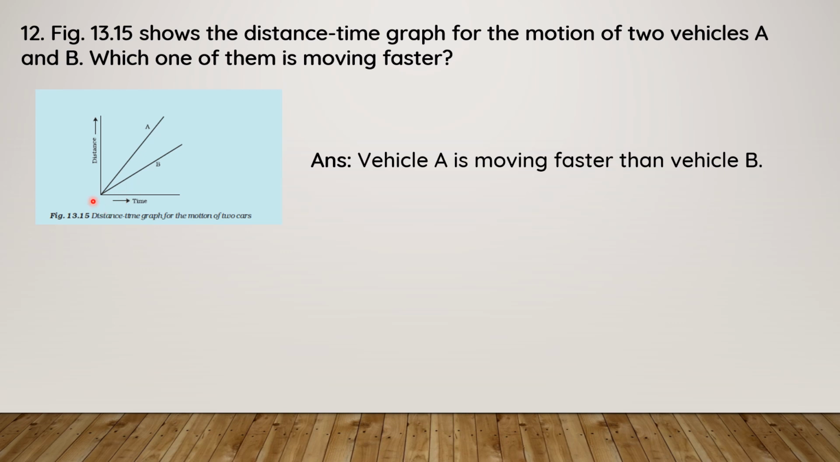See, here vehicle A takes very little time. When we take the time axis from here to here, it covers this much distance. But what about B? It takes too much time to cover the distance. So which is faster? Vehicle A. Vehicle A is moving faster than vehicle B.